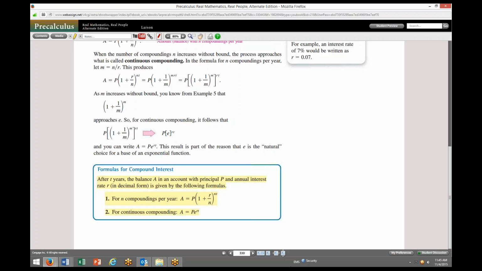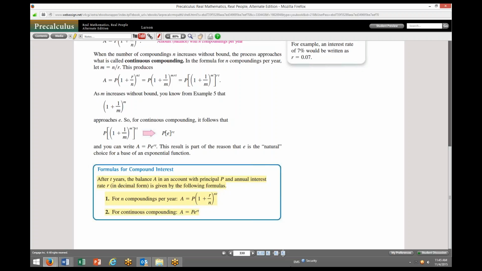But let's take each of these now separately. The first one is the most commonly used. Now you're going to have homework where you're using both of these, but the first one is for so many compoundings per year, even if it's just one. But here's how it works.